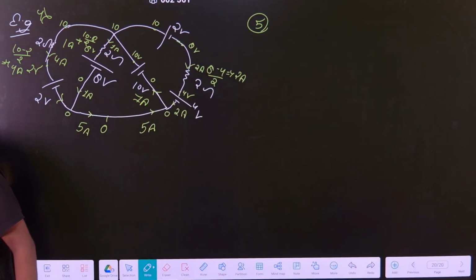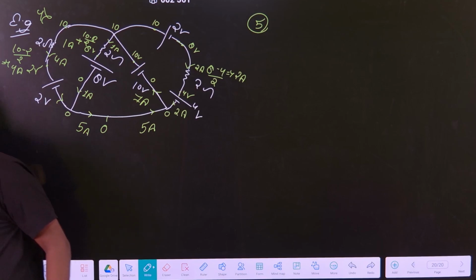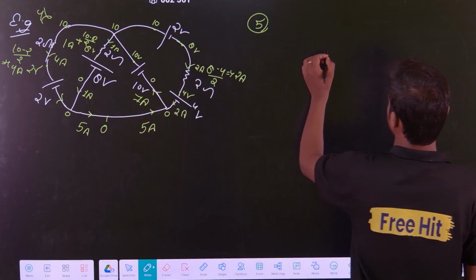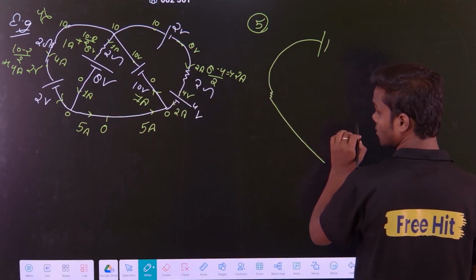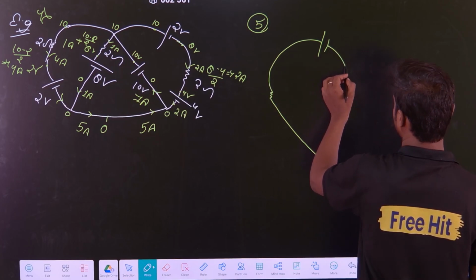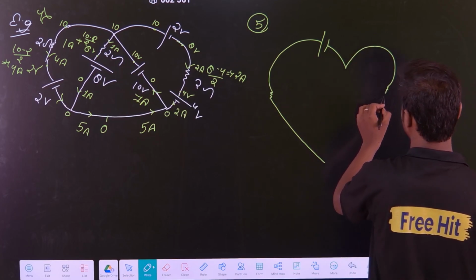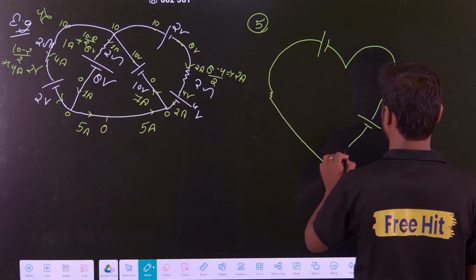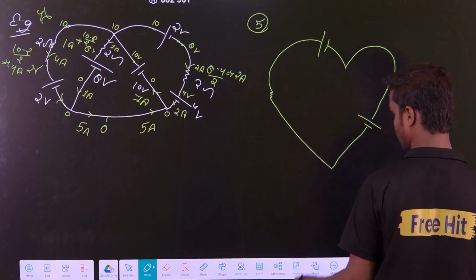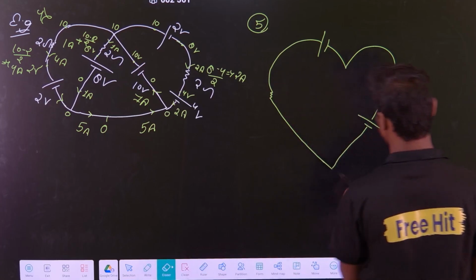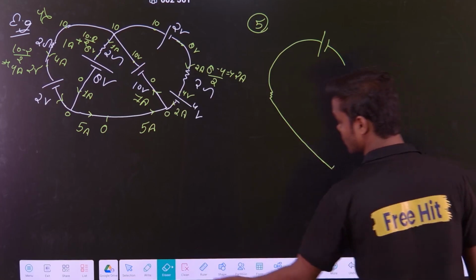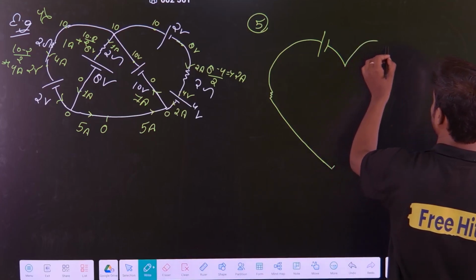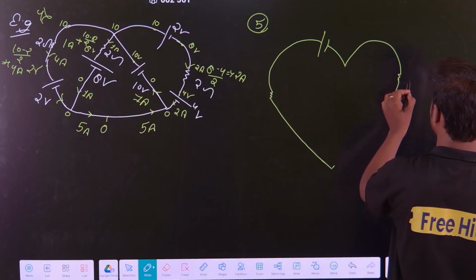I hope this will be your favorite example, but I have not been able to draw it correctly. Let me draw this correctly, just for you.